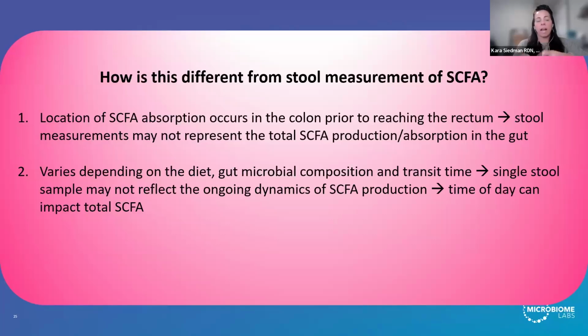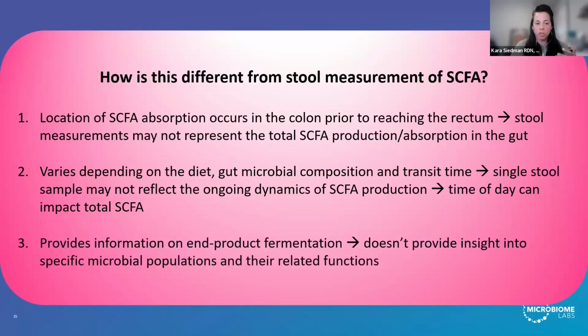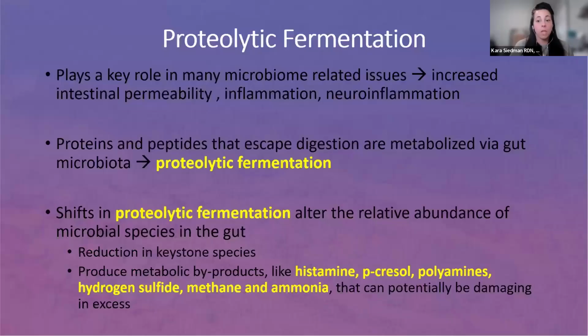So again, if we're actually looking at the genetic capability, if we're actually looking at the bacterial genes, then it's a more accurate measurement because it's more about the bacteria that's there. So your functional analysis is going to give you a little bit more of a broader view, whereas stool measurements of short chain fatty acids is only going to give you that information on your end product fermentation, right? It doesn't give you insight into those microbes and the functions and the ones that are actually able to produce short chain fatty acids.